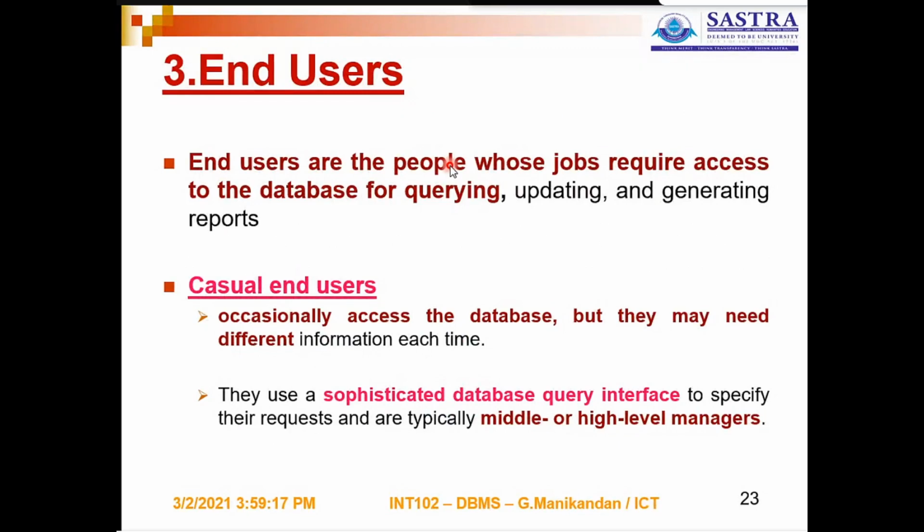Again, you can classify the end users into four types. These are the persons who really interact with your database using the various query languages. The first type of end user is called the casual end user. From the name itself you can infer they are not going to interact with the database regularly. For example, in an organization, top level management comes under the category called casual end user.